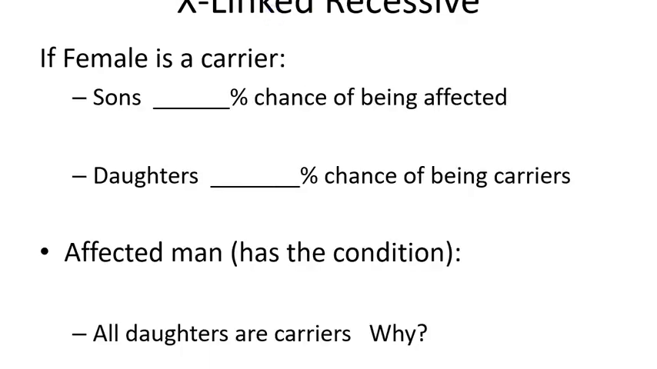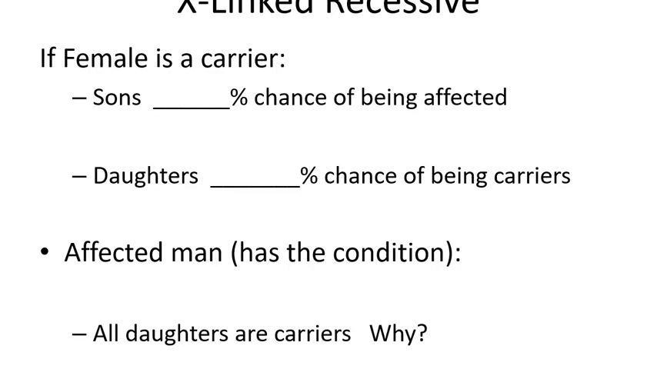So if the female is a carrier, the sons have a 50% chance of being affected. The female is going to donate an X chromosome to the cause. She's got two X chromosomes, so one of them has the mutation, the other doesn't. Their son is going to get an X chromosome, 50-50 chance of it being the mutated one. The daughters, if the female is a carrier, have a 50-50 chance of being carriers, which means that one of their X chromosomes is the mutated one from their mother.